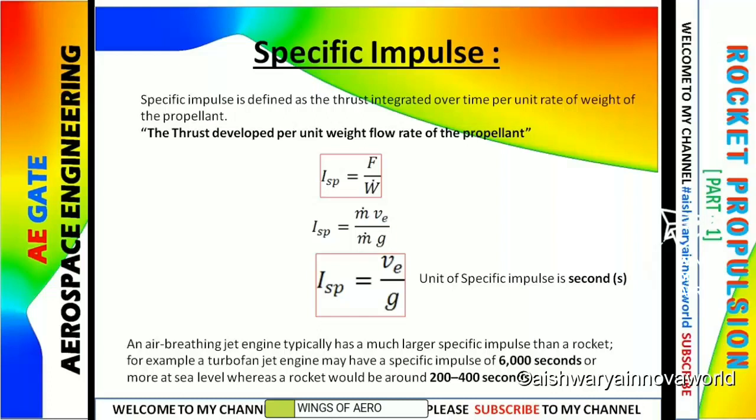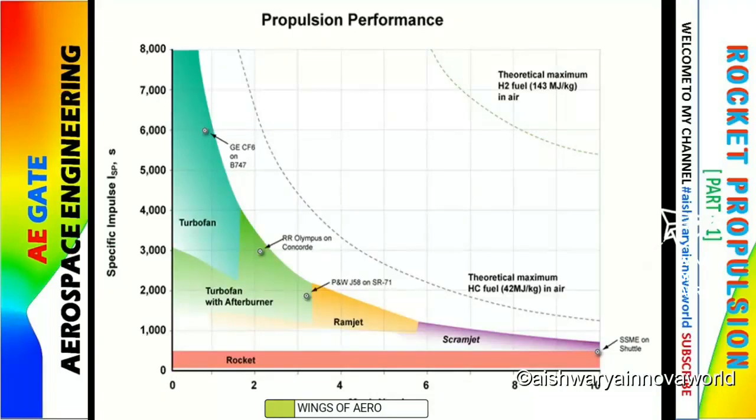You have to remember this point, that an air breathing jet engine has a larger specific impulse than a rocket. So how much is the difference? Turbojet has around 6,000 seconds and the rocket only around 200 to 400 seconds. See this graph, you can see the rocket lying in the lowest zone, around 200 to 400, and next to the rocket we have the scramjet, then the ramjet, then the turbofan with afterburner, then the turbofan.